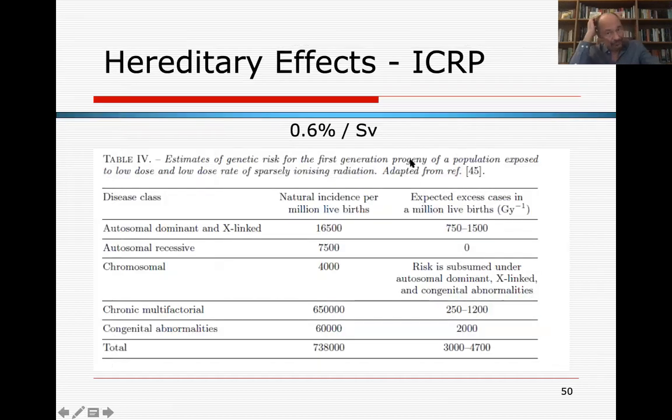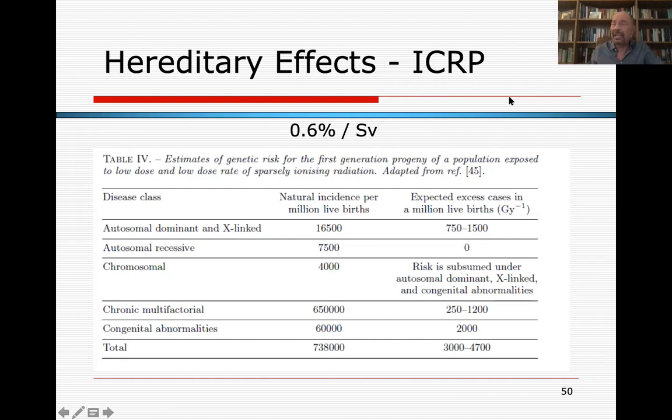Why is that? Do we believe it or not? Well, the problem is that if you do the experiment on mice, if you irradiate the father and then you mate the father with the female mouse, you see hereditary effects in the offspring. You clearly see them, but you never see them in humans. We can discuss why. Maybe if you have some ideas, it will be interesting to discuss.